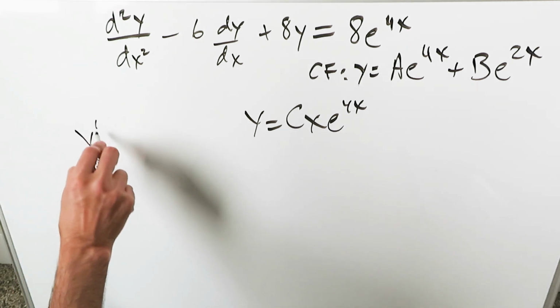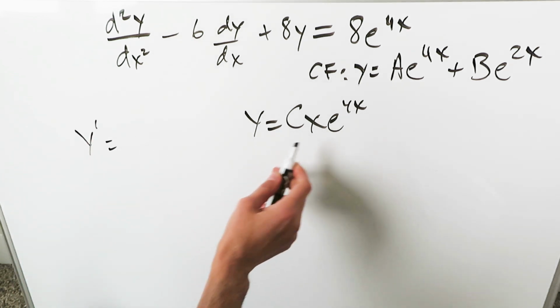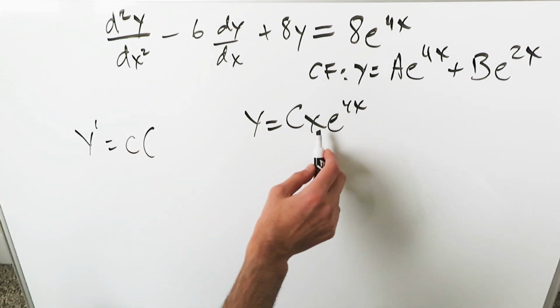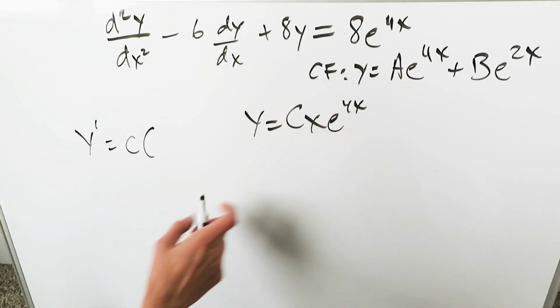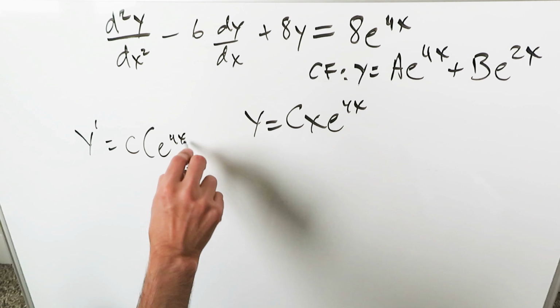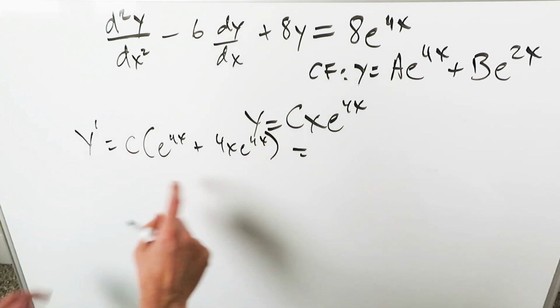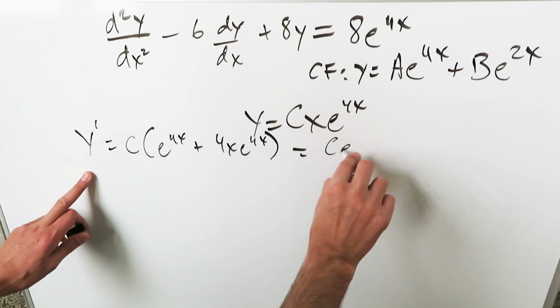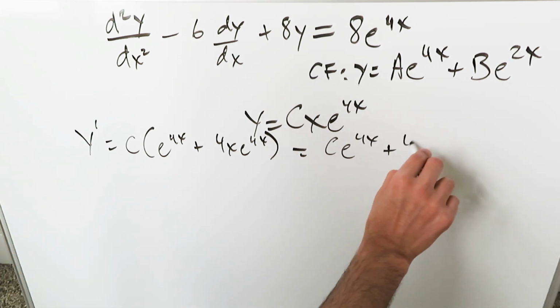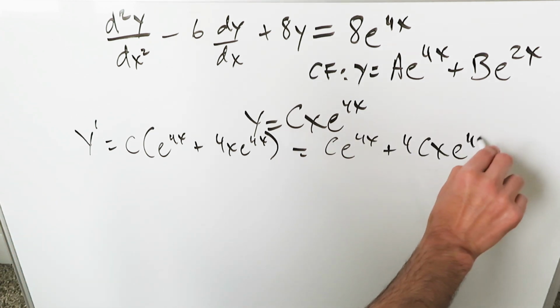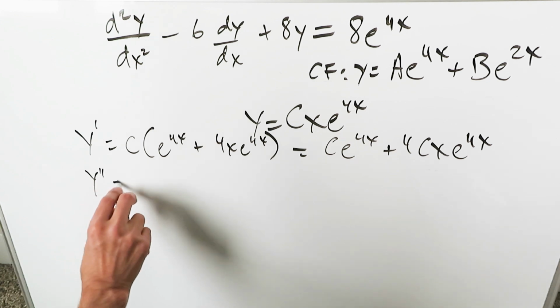The first order derivative is going to be what? It'll be the derivative of this. You can put the c out. You can do the product rule of these two items. You'll have e to the power of 4x plus 4x e to the power of 4x. That's your first order derivative. Open it up. You have a c e to the power of 4x plus 4c x e to the power of 4x. Now you have to do the second order derivative of this.